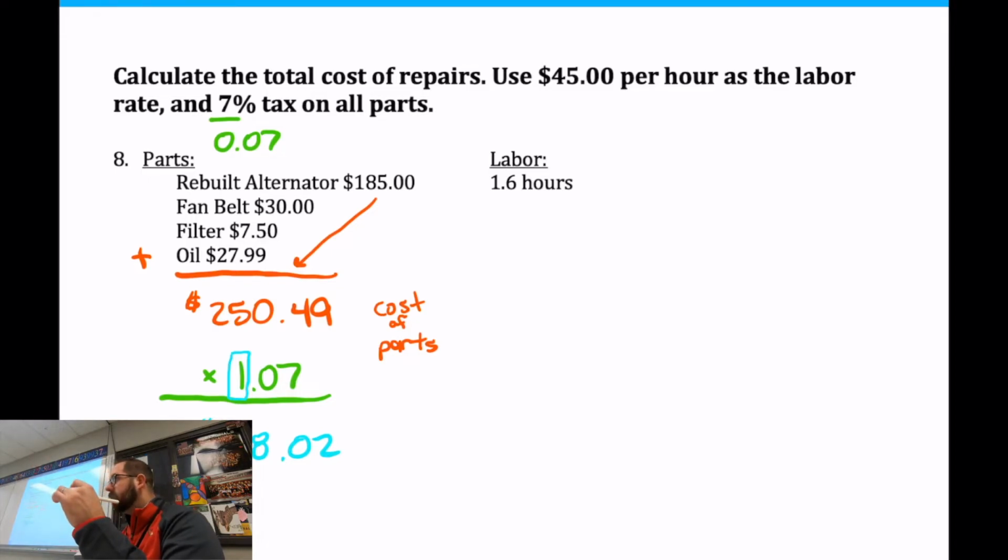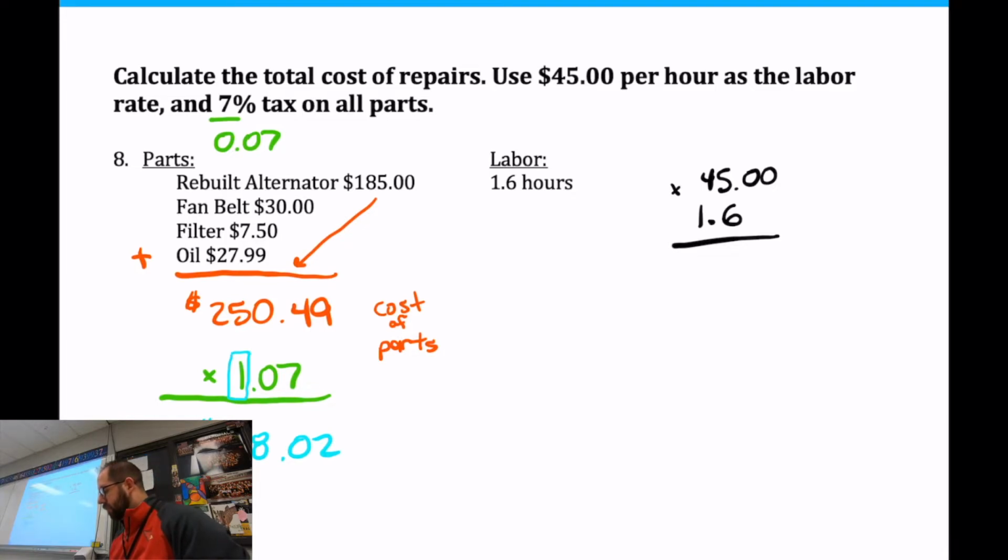So we have to do the 1.6 hours, and we have to multiply by what the price is per hour. So it's $45 an hour. That's actually pretty cheap for a mechanic. So 45 bucks times 1.6, that was $72. And yes, I said that was cheap. Around here, our mechanics are really expensive. That's a good kind of business to get into. So 72 bucks to install and do an oil change and an alternator for 1.6 hours.